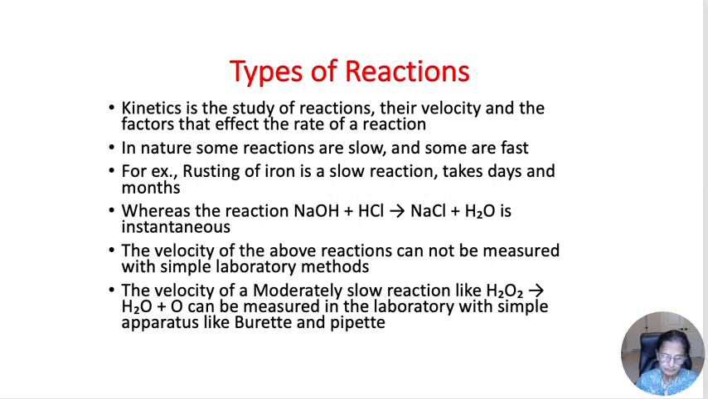In nature, we find that some reactions are slow and some are fast. For example, rusting of iron is a slow reaction. It takes days and months. Whereas the reaction between an acid and a base like sodium hydroxide reacting with HCl to give sodium chloride and water is instantaneous. Velocity of the above reactions cannot be measured in the laboratory with simple laboratory methods because they are either too slow or too fast.